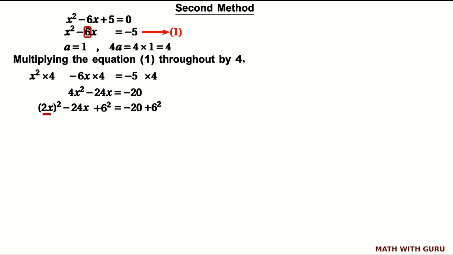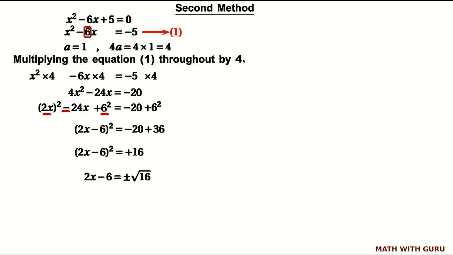Consider 2x, then 6, and we have a negative sign here. Therefore, this can be factorized as (2x minus 6) whole squared equals minus 20 plus 36. This is equal to 16. 2x minus 6 equals plus or minus root 16. 2x minus 6 equals plus or minus 4.